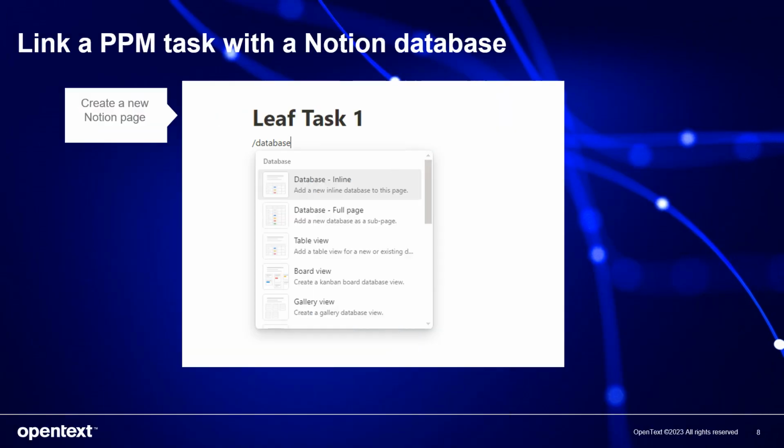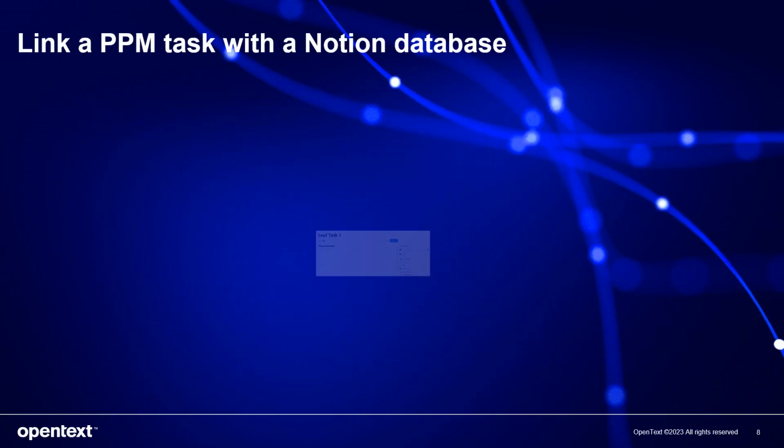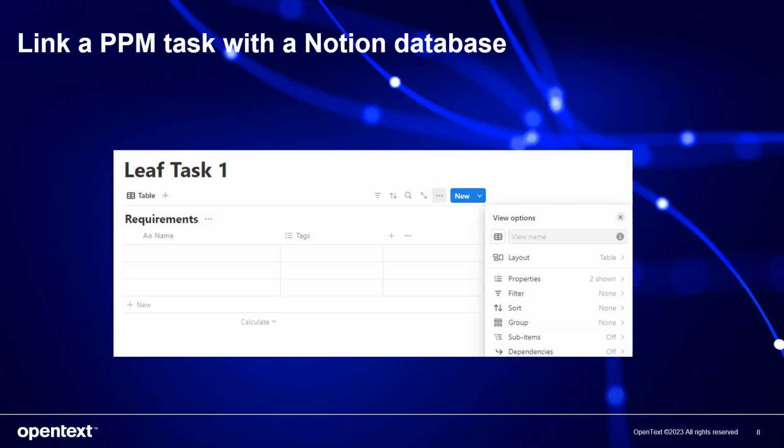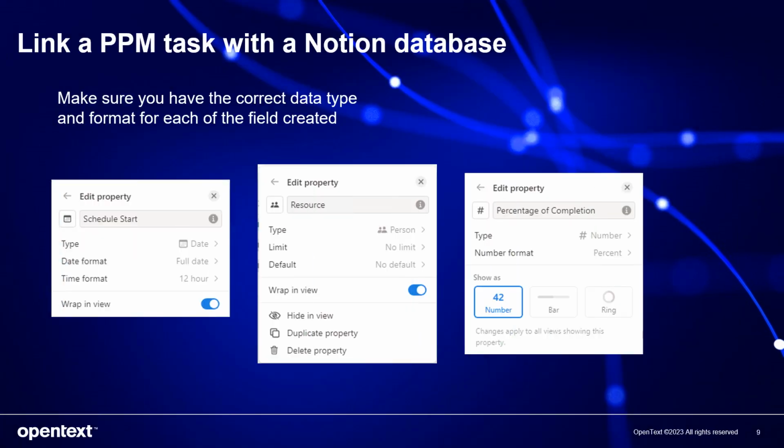Our third part is about linking a PPM task with a Notion database. Before we can do that, let's make sure our Notion has the database connected with the new integration. I will create a new page from Notion with a table view database for our task. From here, we'll create fields for each of the to-be-linked fields to match our PPM task. Make sure you have the correct data type and format for each of the fields created. Date type for schedule dates, person type for resources, % for percentage of completion.